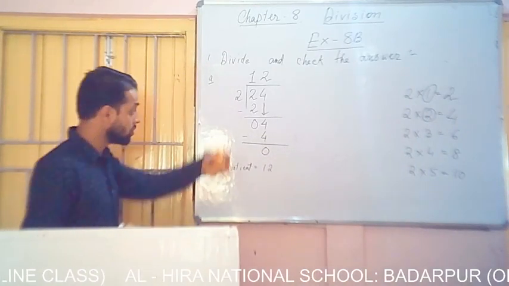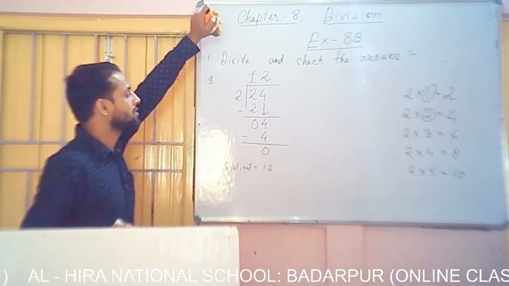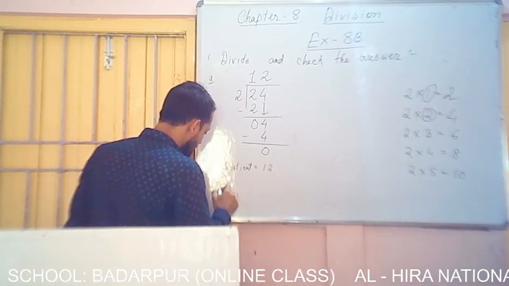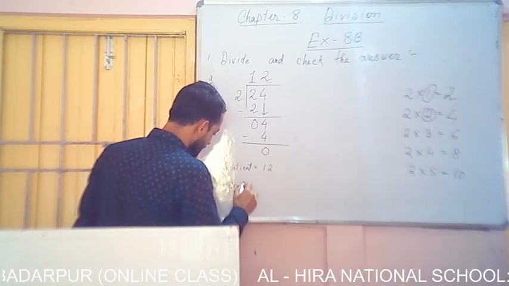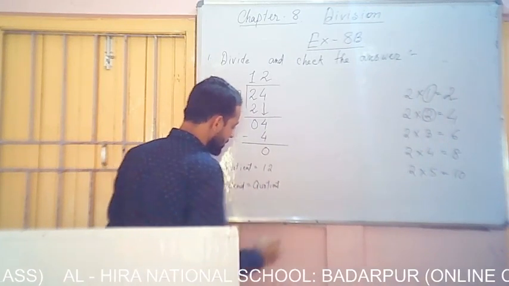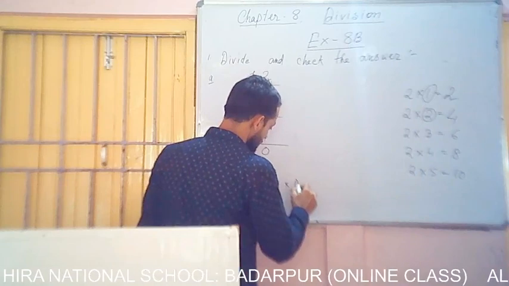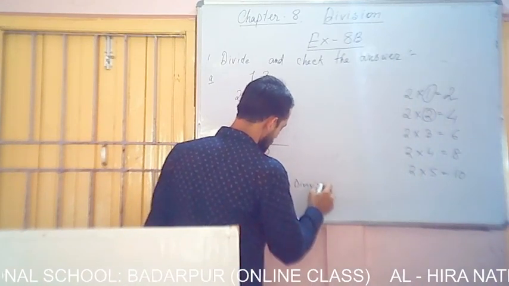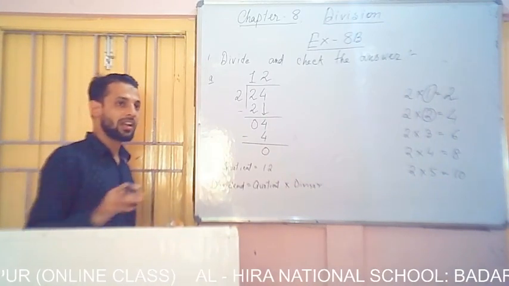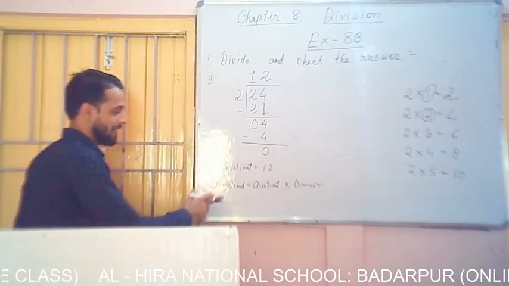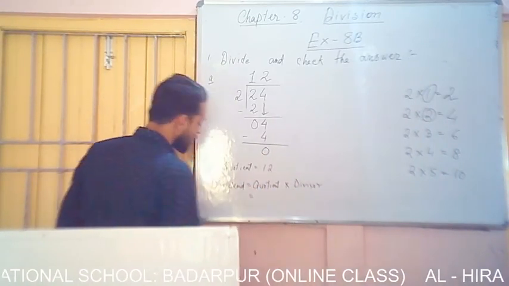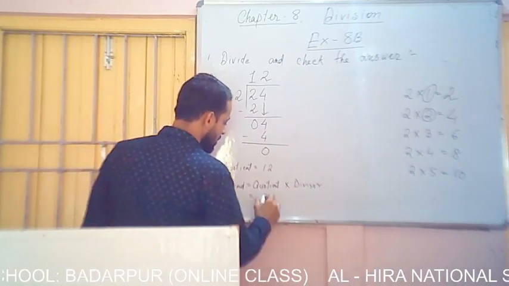Now we have to check whether the answer 12 is correct or not. How will you check? Dividend equal to quotient into divisor. To check whether the answer is correct or not, we have to apply this formula, that is dividend equal to quotient into divisor. Here you see the quotient is 12.